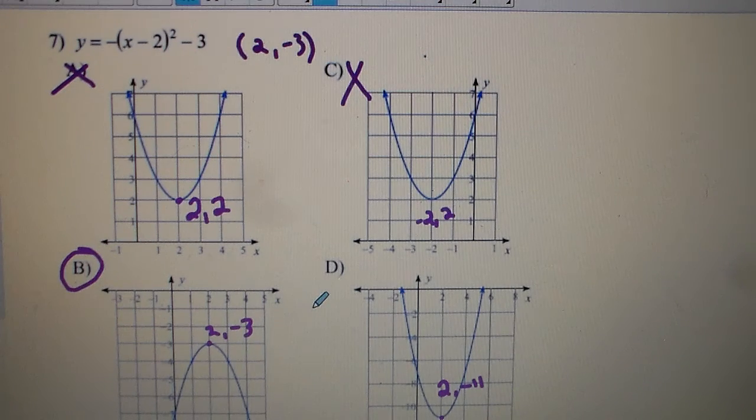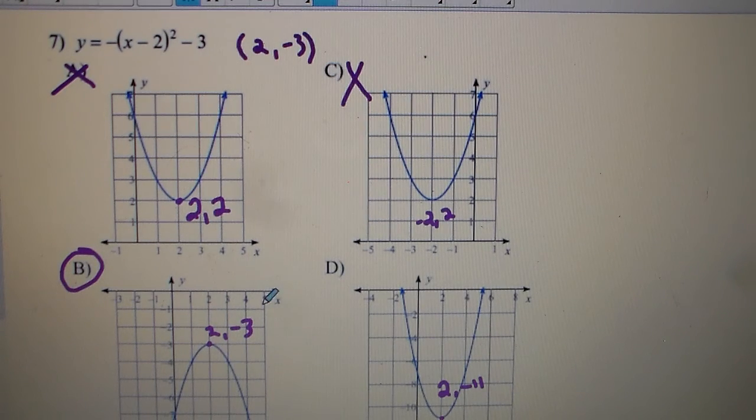If there's multiple options where it's the correct vertex, then that means you just have to check another point. Meaning you could check 1. When you put 1 in, 1 minus 2 gets you negative 1. Negative 1 squared is 1. 1 times negative 1 is negative 1. Negative 1 minus 3 gets you minus 4. So our answer has to have also the coordinate 1, negative 4. Which it does, whereas the other ones probably wouldn't. If they had two numbers that are correct, then you just try another coordinate. You just keep on adding coordinates in until you get your correct answer.